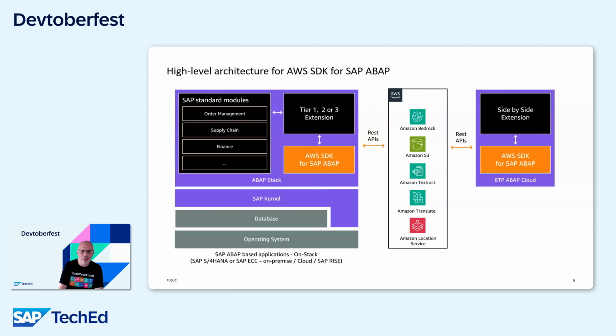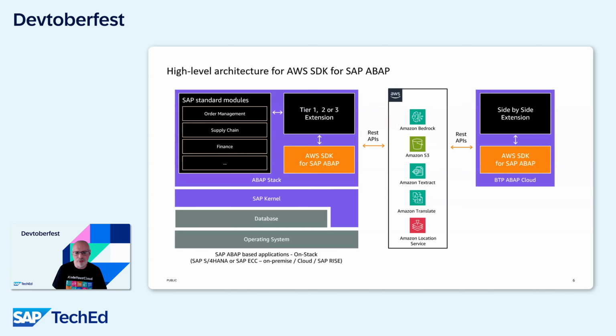And then for the BTP edition on the right-hand side, it's deployed within that BTP ABAP Cloud environment. And from there, you can consume all the same 200-plus services as part of building side-by-side extensions. In both scenarios, all calls to AWS services are made by REST APIs over secure HTTPS-based connections. So your data is always secure in transit.